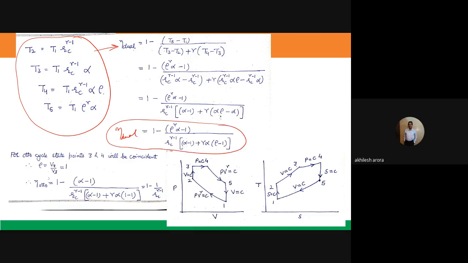It is equal to 1 minus rho raised to power gamma alpha minus 1, divided by RC raised to power gamma minus 1 times alpha minus 1 plus gamma alpha times rho minus 1. So this is the expression for the efficiency of the dual cycle.